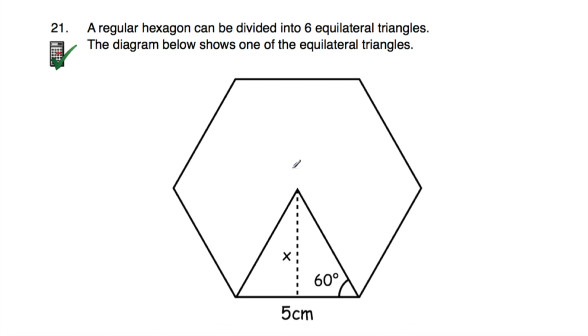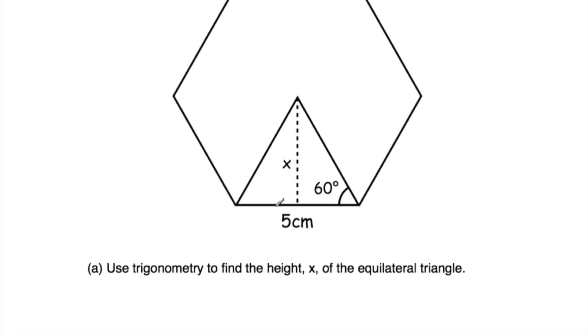And we've got this distance here, the height of the triangle, x. Part A says use trigonometry to find the height x of the equilateral triangle. So we want to find this height x. If we have a look here, there's a right angle triangle, and we've got a right angle, we've got a 60-degree angle, and we've got x. Now the whole base was 5 centimeters, so half of it will be 2.5 centimeters. So this side is 2.5 centimeters.